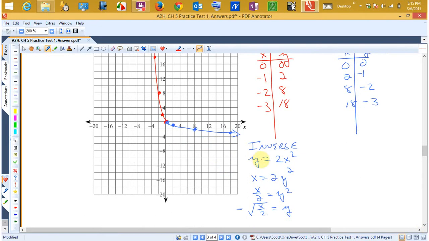If I set y equals 2x squared, then I switch the x and the y, I get x equals 2y squared. Get the 2 out of there, I divide by 2. x over 2 is equal to y squared. Then I take the square root of both sides. Now notice I put a negative out there. Why did I do that?